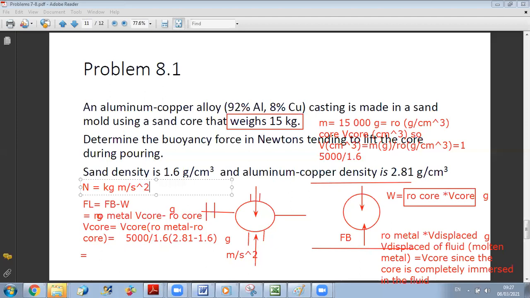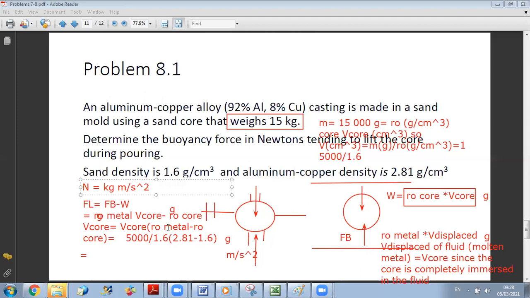So if you want your value in Newton, you should make sure that when you do rho times V, you have the units of kilogram and meter, not gram and centimeter. So after calculating this term, V times rho, you will get your value in gram, because you used V in centimeter cube and you used rho in gram per centimeter cube. So when you multiply, you will get your value in gram.